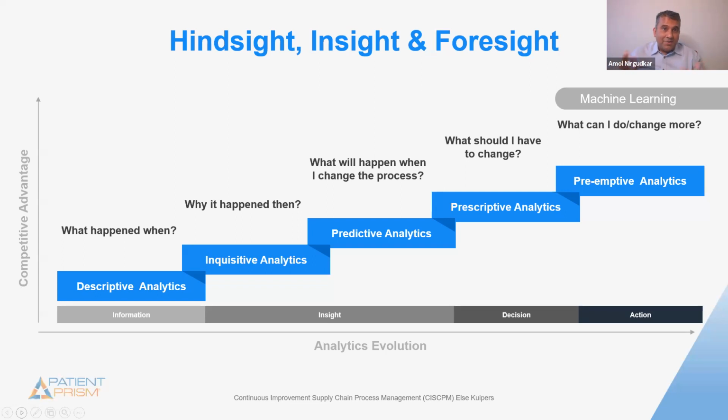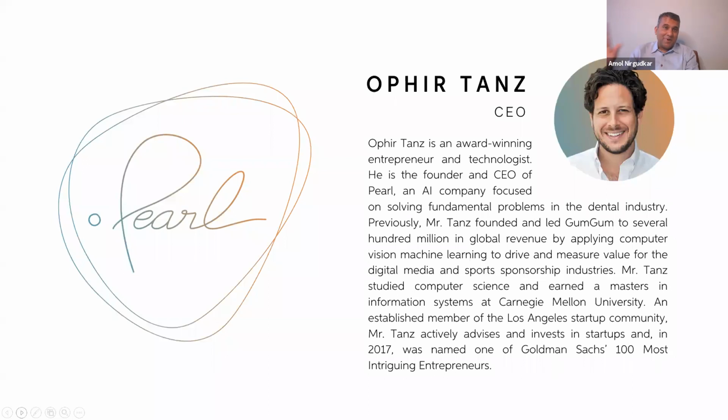If Simon Sinek asked me why does AI exist in dentistry, I would say it helps in the evolution of analytics. It helps us take information, develop some insight into it, make a decision, and develop an action plan that not only helps us make more money, but also drives the health of patients all over the place. So I'll go over this in the Q&A sessions on how we exactly do that, but I'll hand this over to Ophir, and he can talk about really cool stuff, what they're doing.